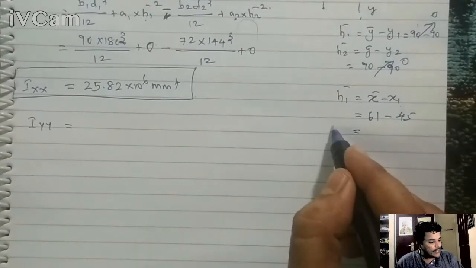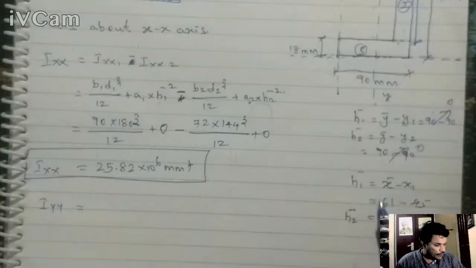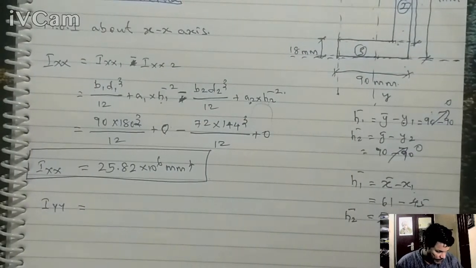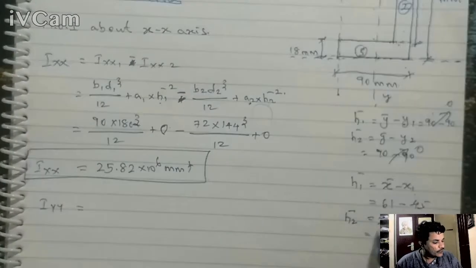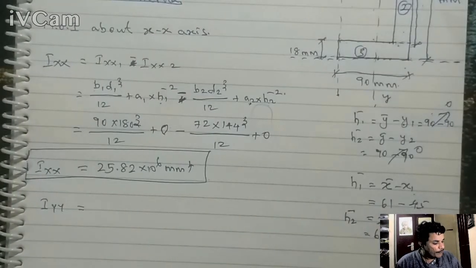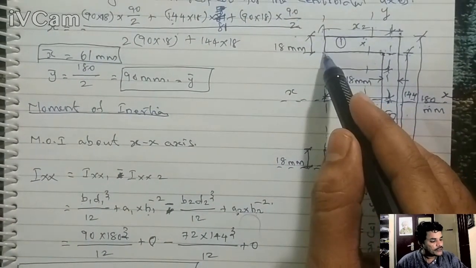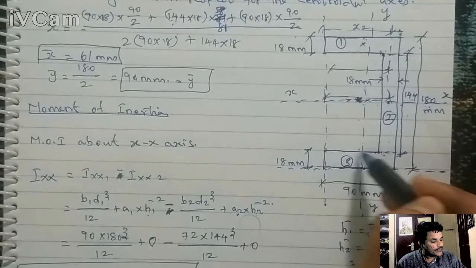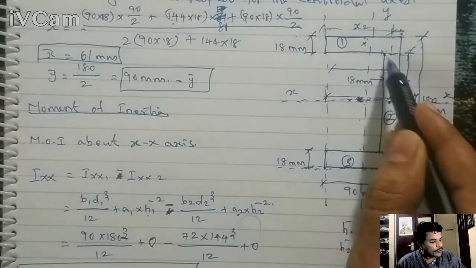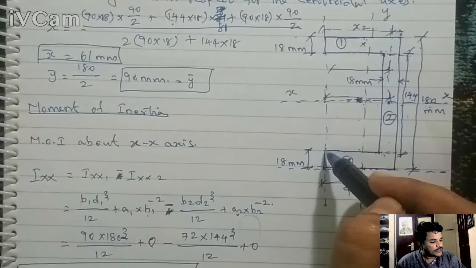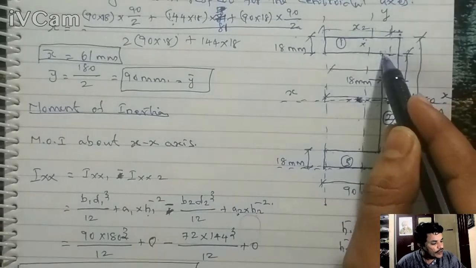Right. Similarly, H2 bar. How will you calculate the H2 bar? It is x bar minus x2. So x bar, you know, is 61 minus x2. So x2 means the centroid of the small box, that is the inner box, this one. What is the dimension of this one? 72 mm this, 144 mm this.